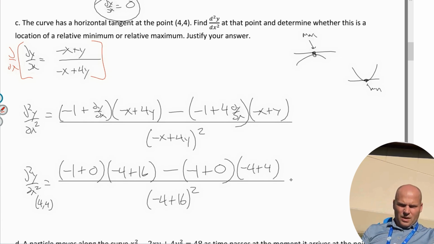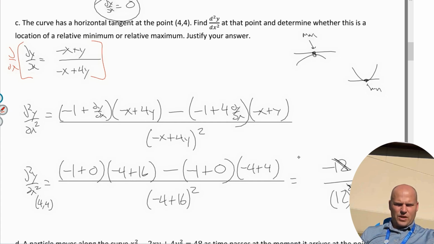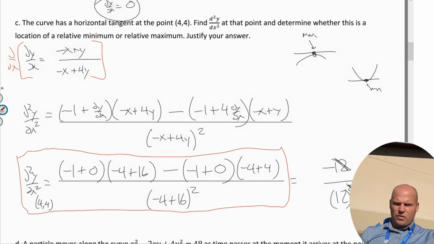Cool. Now, let's just look at the top. I got 12 times -1, which is -12. On the bottom, I get 12 squared, which means I get a value. This does not have to be found. You could leave things like this. This is fine. It's very important that this is fine and will earn you the point for your second derivative. However, you need to realize that this is a negative number. That's all you have to do.